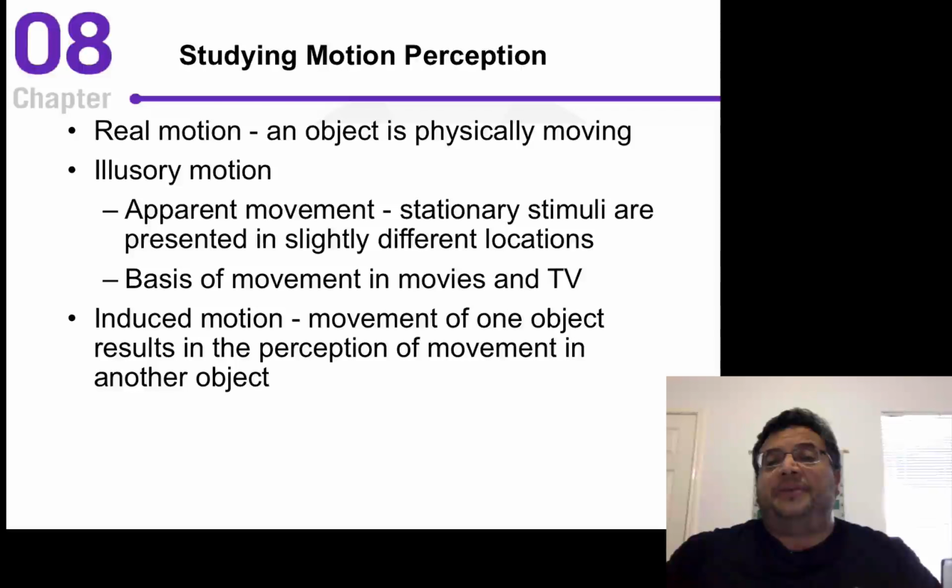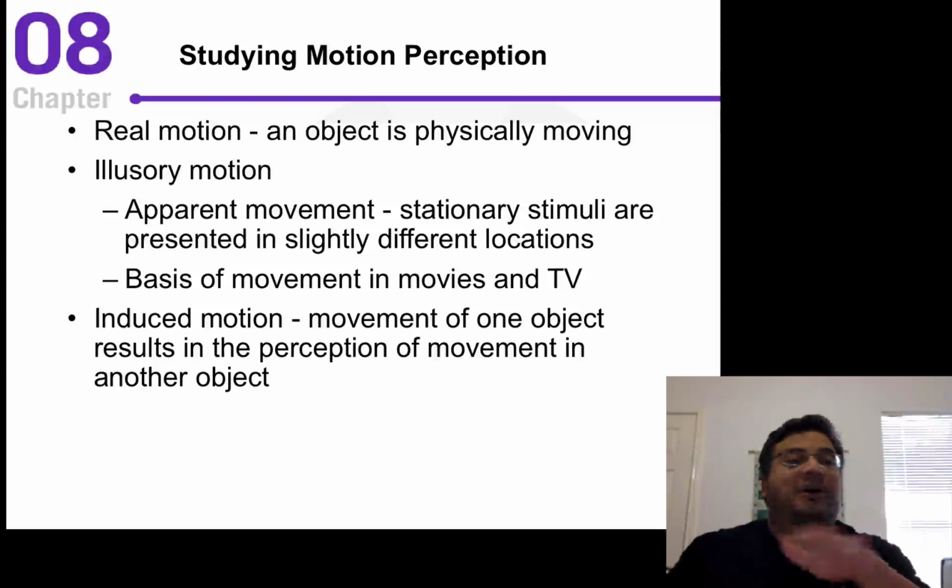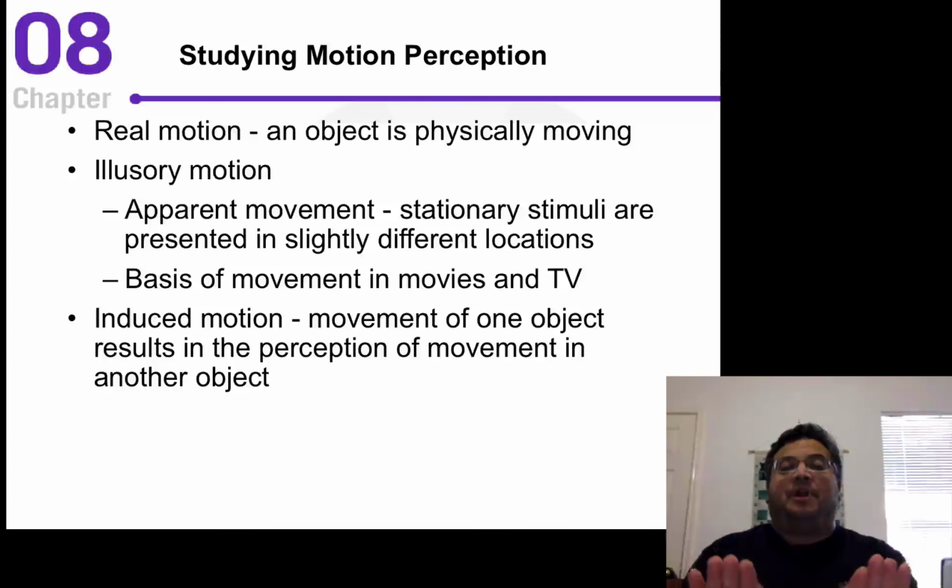There's also induced motion, where the movement of one object results in the perception of movement in another object. So for example, if you are in a parked car and there's a car parked next to you, if that car rolls slightly back, sometimes you'll feel like you're going forward. Or if that car goes slightly forward, you'll feel like you're rolling back.